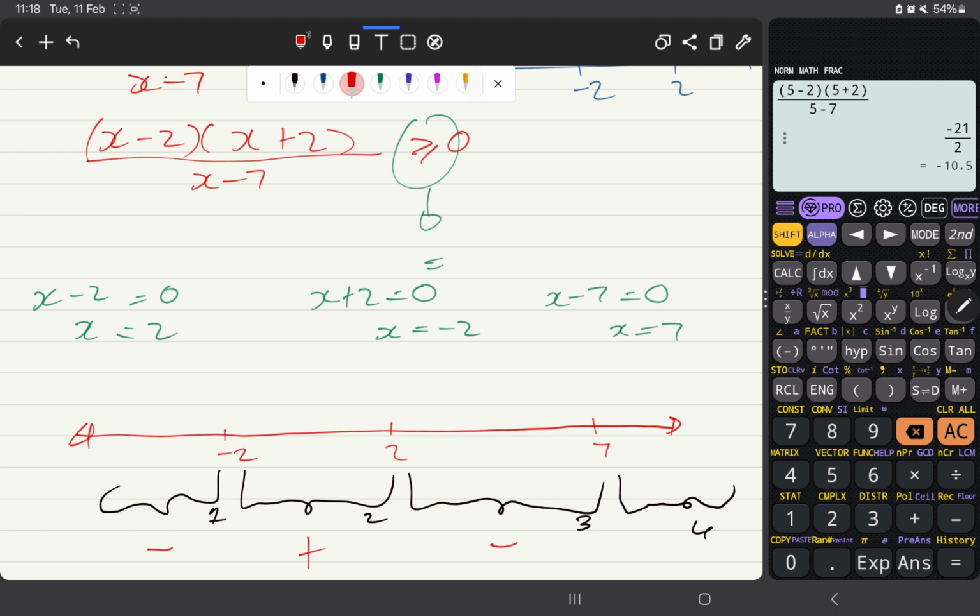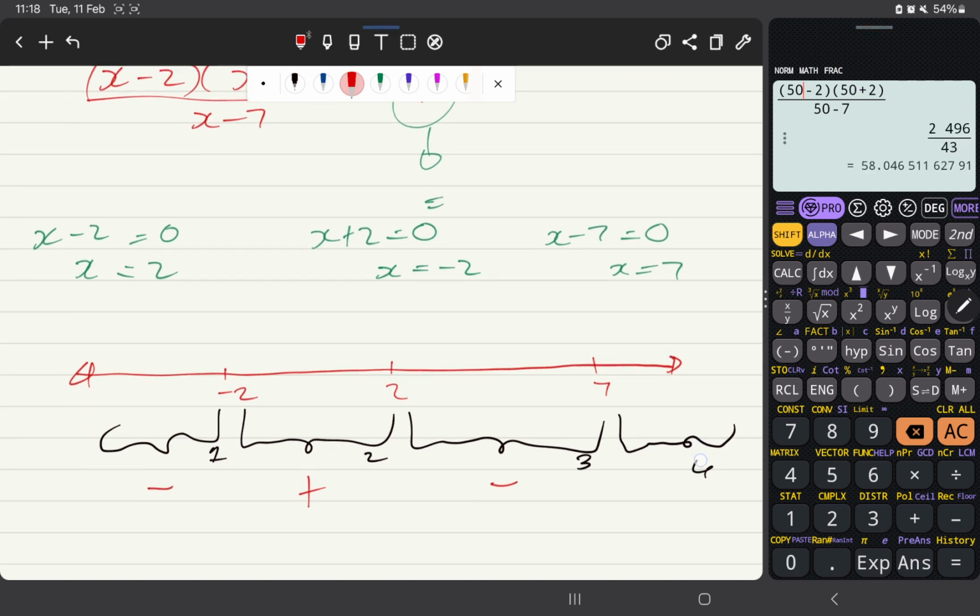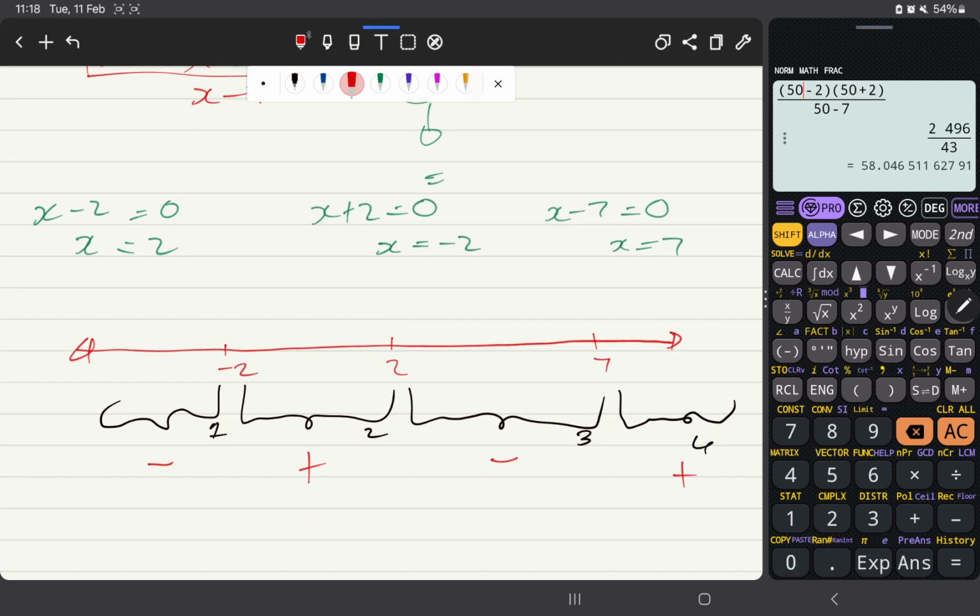I am getting a negative value. Alright, and now let's go again and try a value bigger than 7. 50. With 50, what do I get? A positive number, right? So now the question is, what is our expression?